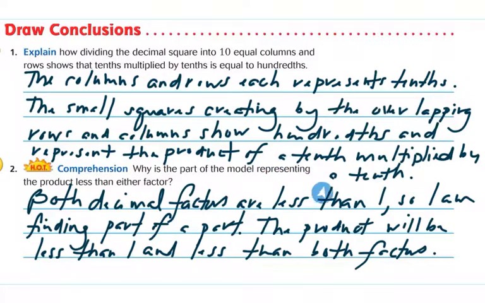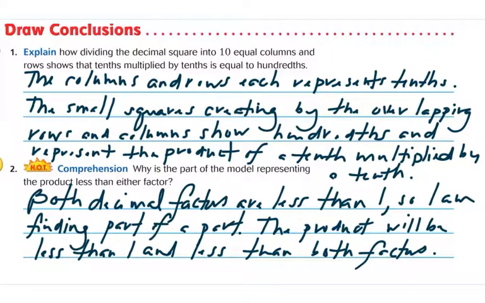So boys and girls, if you need to pause the video at this time to write that down and to think about that process, please do so now. Next, our hot question, comprehension. Why is part of the model representing a product less than each factor?